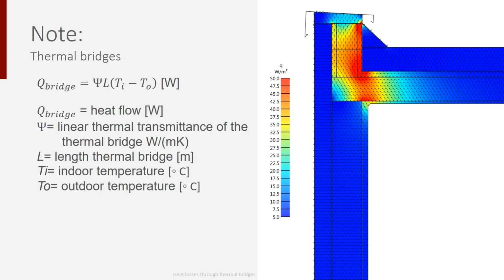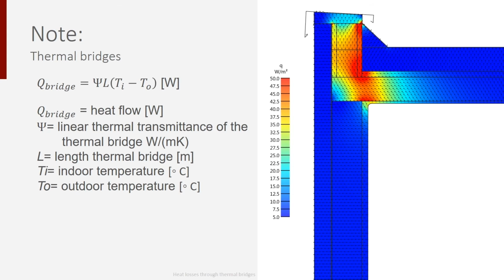Now you know how to calculate transmission losses through surface areas like walls, roofs, floors and windows. But there are also transmission losses occurring at the junctions in a building. For example, the junction of walls and windows, window frames, or the junction between walls and balconies. If those junctions are not properly designed, heat losses will occur. We call them thermal bridges.